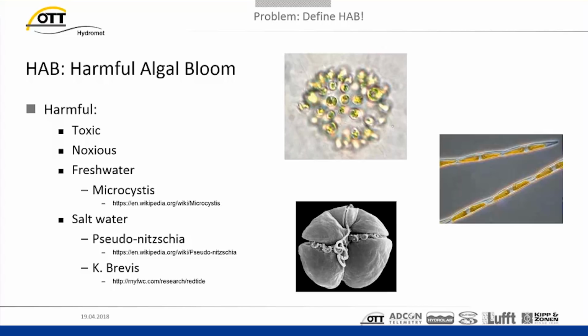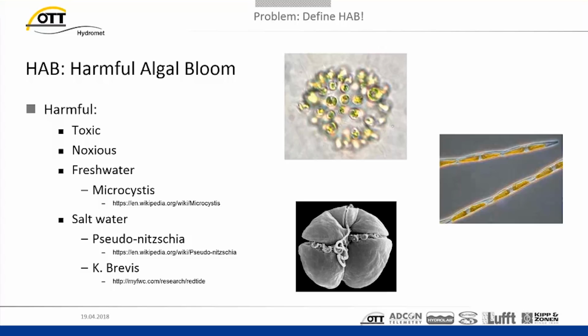And then there's K. brevis, which I did my PhD work on, spending 10 years at Texas A&M and working in the Gulf of Mexico for many years. And K. brevis is, of course, the primary red tide organism in the Gulf of Mexico and the southeast United States. It's a dinoflagellate and has all sorts of nasty things associated with it.